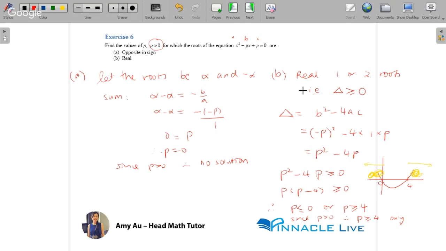The second one, real just means you want the discriminant to be greater than or equal to 0. In effect, you're solving a quadratic to greater than or equal to 0. So quickly draw the quadratic, decipher which part of the graph is above 0, and then conclude the values. Again, because of the restriction in the question, it's only greater than or equal to 4 only.